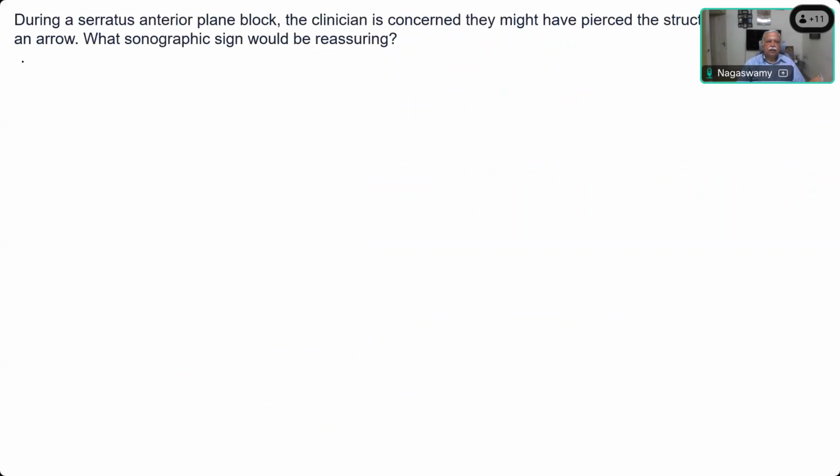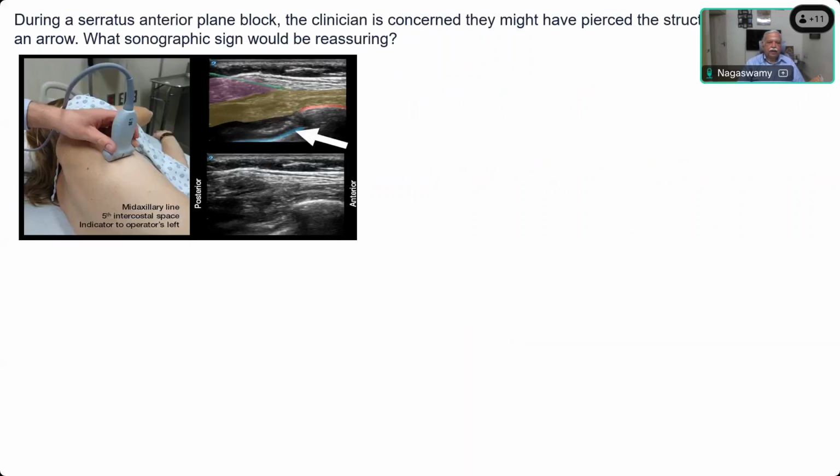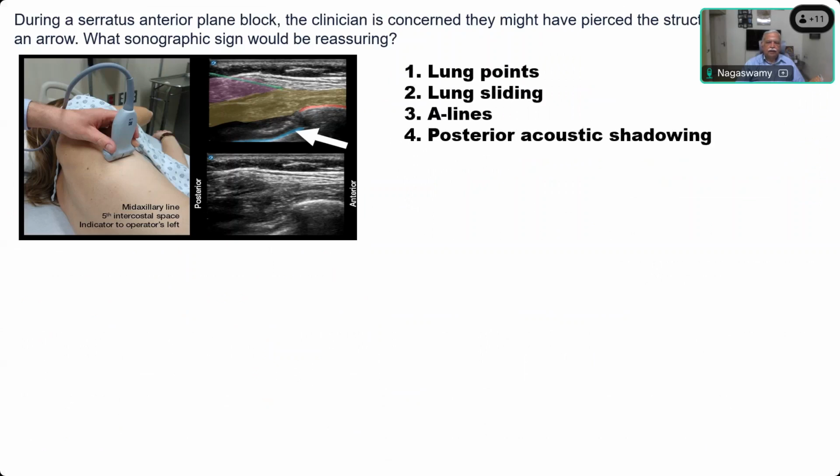Now the next thing is, during a serratus anterior plane block, the clinician is concerned they might have pierced the structure indicated by an arrow. What sonographic sign would be reassuring? Lung sliding. The mid-axillary line, intercostal space. So lung points, lung sliding, A lines, and posterior acoustic shadow. Okay, all these things should be reassuring that you have not caused a pneumothorax.